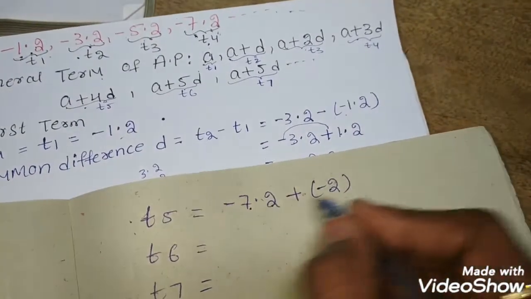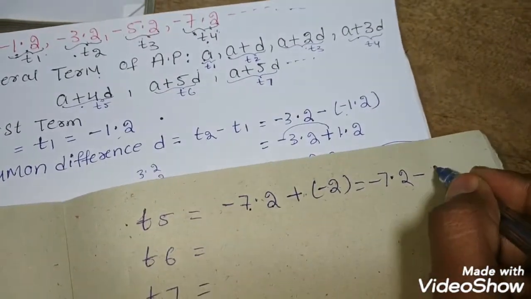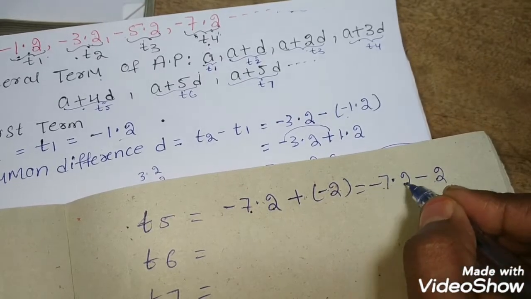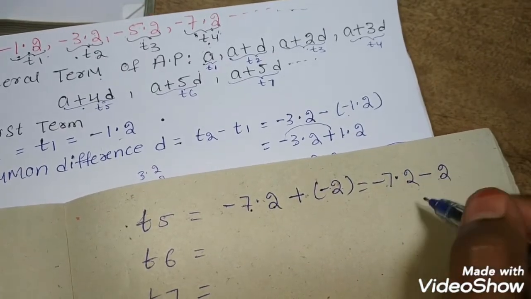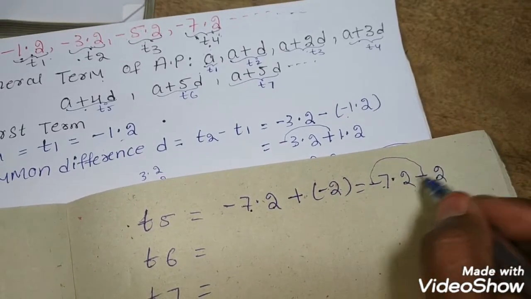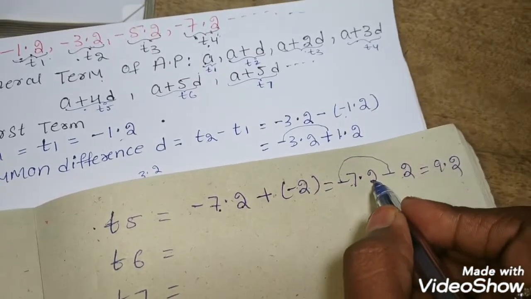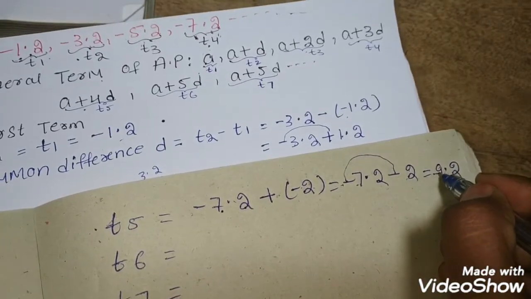Minus 7.2 plus, into minus, minus 2. What is minus 2 plus 2? Why, madam, are we doing plus? Because here minus into minus is plus. So what is 7.2 plus 2? We get 9.2, and in front of 7.2 we have a negative sign, so you have to keep minus.